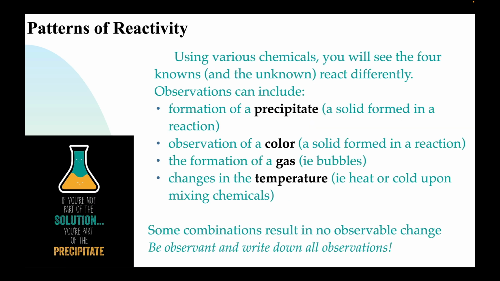Patterns of reactivity are really important in chemistry because they can allow you to identify what an unknown is. So when you mix chemicals together, you want to look for things like the formation of a precipitate. Precipitate is just a solid that forms in a reaction. If there's a color associated with a precipitate, you definitely want to notice that as well.